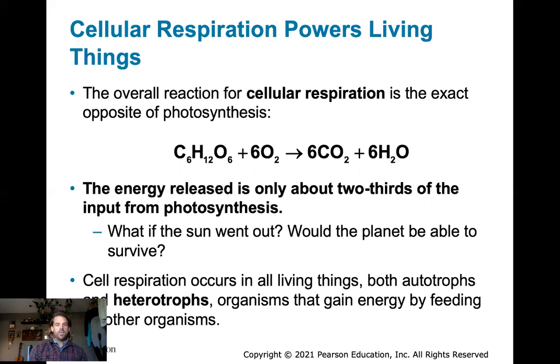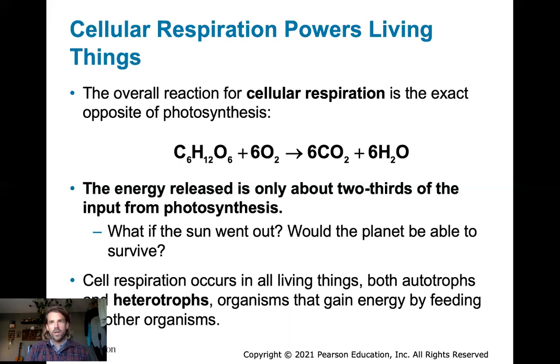So cell respiration occurs in all living things, and that includes plants, okay? That includes autotrophs, but it also happens in heterotrophs. Hetero means diverse. Remember, troph means nutrients. So diverse nutrients. You and I are heterotrophs. We eat all kinds of things. We're capable of eating meat and other stuff, but we don't create our own nutrients. So we're heterotrophs. So cell respiration occurs in all living things, autotrophs and heterotrophs.